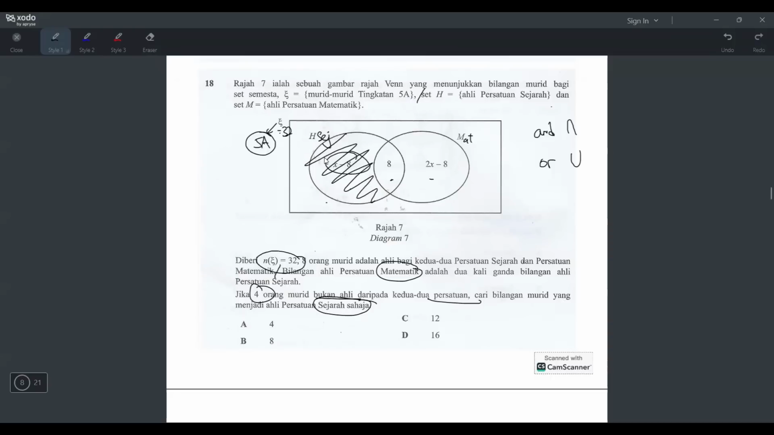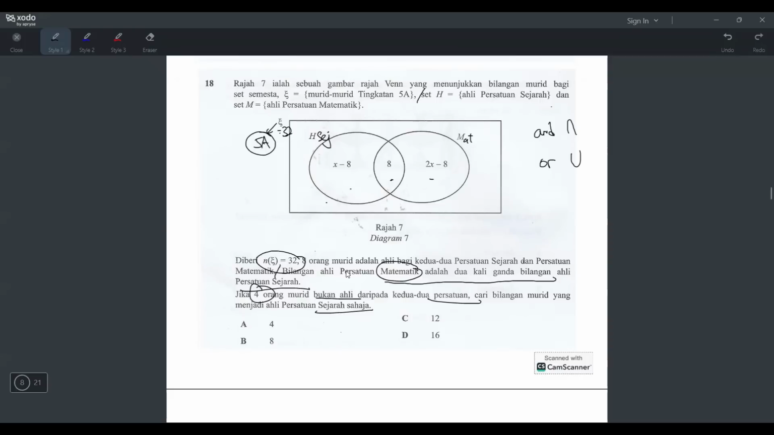Tapi you tak dapat cari jawapan sekarang sebab you tak tahu nilai X. So you have to use this information yang dia mention sini to find X dulu. So now your job is to find X sebenarnya. Okay, you jangan cari sejarah sahaja. You don't find the sejarah only punya member first. You cari X dulu. Because if you cari X then baru you boleh cari member sejarah only.